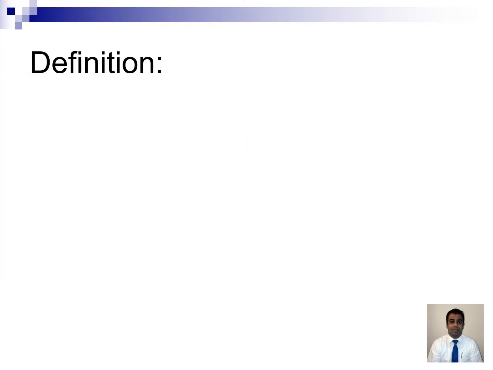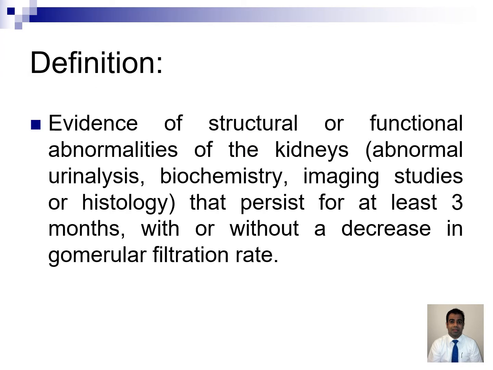So let's start with the definition. Chronic kidney disease can be defined as evidence of structural or functional abnormalities of the kidneys, which may be an abnormal urinalysis, abnormal biochemistry, or imaging studies, radiologically that is, or abnormal histology that persists for at least 3 months with or without a decrease in glomerular filtration rate. So this is basically the definition of chronic kidney disease, and we'll discuss it further as we move along.